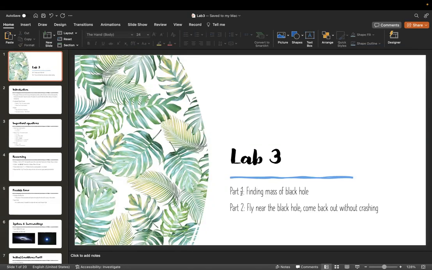This lab consists of two parts. Part one, finding the mass of the black hole, and part two, we have to set the initial velocity vector in order for the spaceship to fly near the black hole and come back out without crashing.